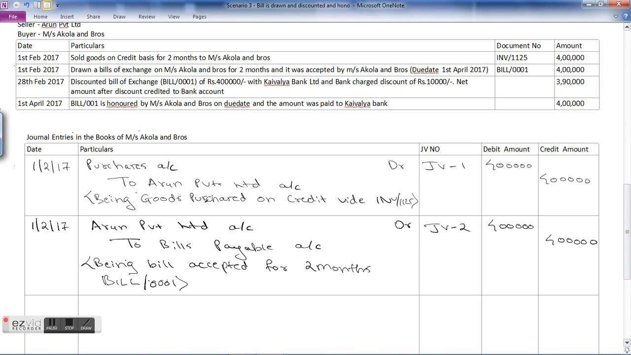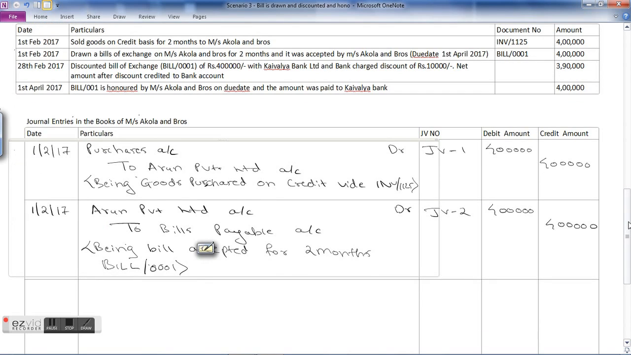What has happened is Arun Private Limited has discounted bill of exchange of rupees 4 lakh with Kaivalya Bank. Bank charged a discount of rupees 10,000, and net amount after discount was credited to the bank account of Arun Private Limited. Now if you see this transaction, in the books of Akola and Brothers, Akola and Brothers has neither received the money, nor it has received any bill. So for Akola and Brothers there is no transaction. It has not affected any of its accounts. Neither the creditors account, neither the bills payable account, nor the bank account, or the discount account also.